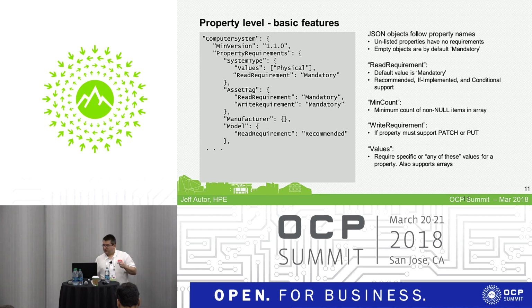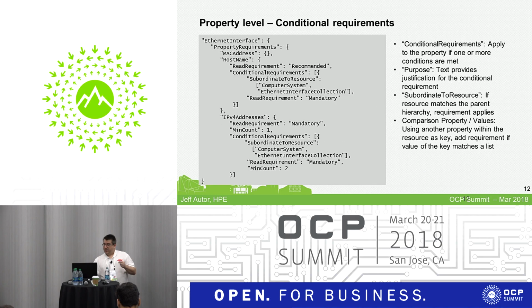And I'll show this on another slide. Here we go. So what it says, subordinate to resource. This is basically saying, if you've got a NIC that's part of the manager subsystem, so it's linked from the manager resource, then it would be required. But if it's on the system side, linked as part of the computer systems, really the server NIC, then the requirements may not be as rigid.